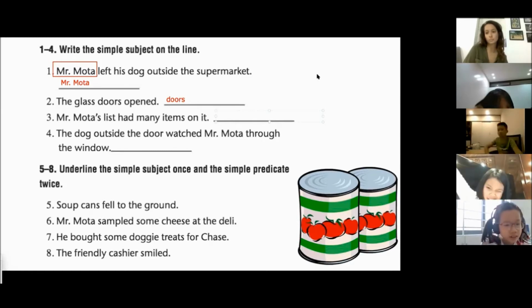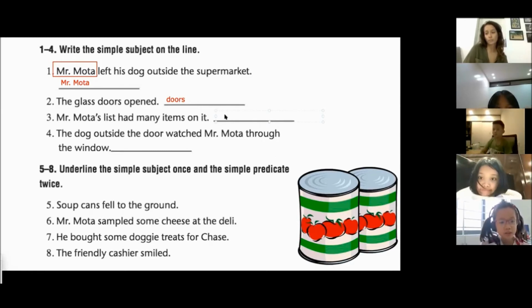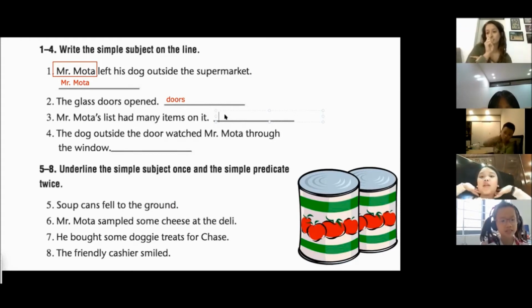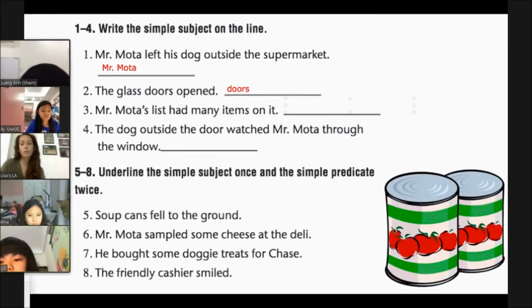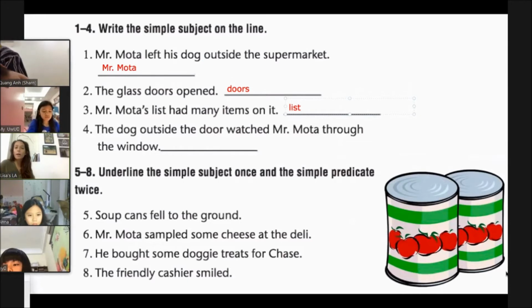Mr. Mota's list had many items on it. Okay. And what's our simple subject here? Mr. Mota's list. That's the complete subject. One word. List. Yep. Our simple subject in this sentence is list. So the sentence is about the list. So you can think, what had many items on it? Did Mr. Mota have many items on him? Or did the list have many items on it?